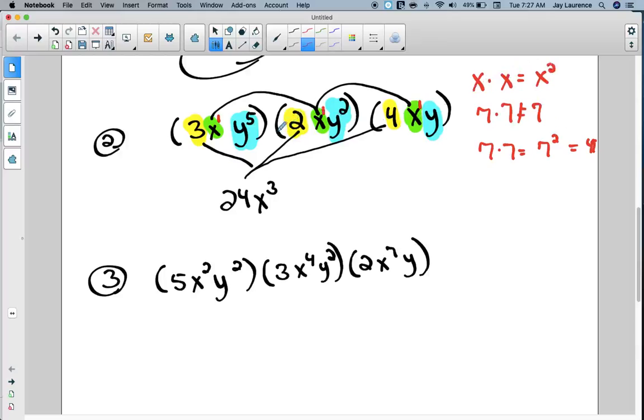Okay, got to do my y's. My y's are going to be y to the 5th times y to the 2nd times y. How many y's are being multiplied all together? Well, I've got 5 here, I've got 2 here, and I've got 1 more there. So it looks like there's 8 y's, so it'll be y to the 8th power because they're being multiplied.